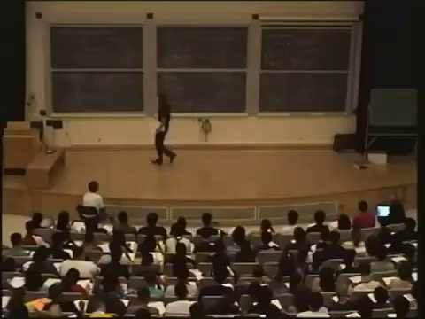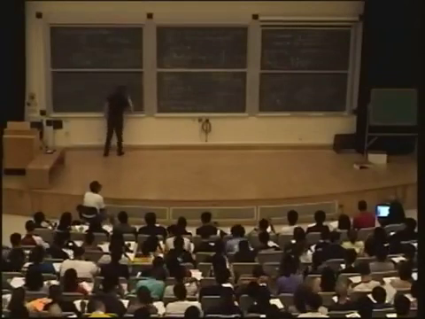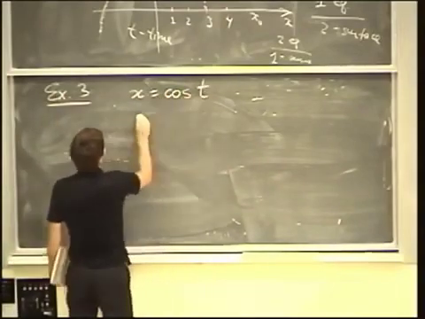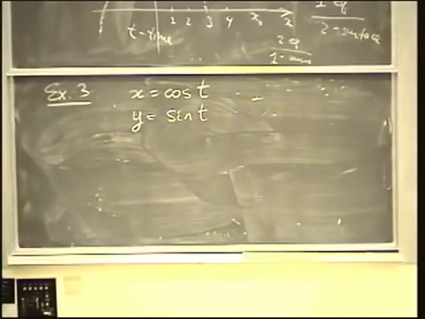So let's do a slightly more complicated example. How about this? Let's write x is cosine of t, and y is sine of t.